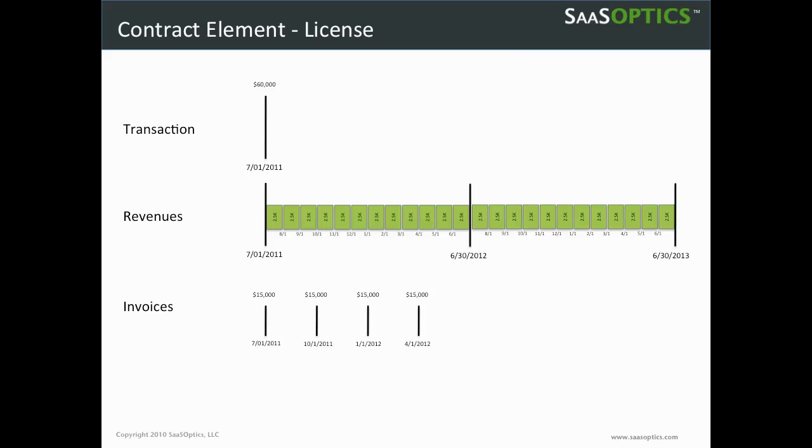So here is our third contract element, the license. Now, with the license, this is a particularly interesting one, and I added this for purposes of really showing you how complicated this can be in the real world. It's a $60,000 transaction on July 1st. However, we're going to recognize the revenue for this transaction over a 2-year period.